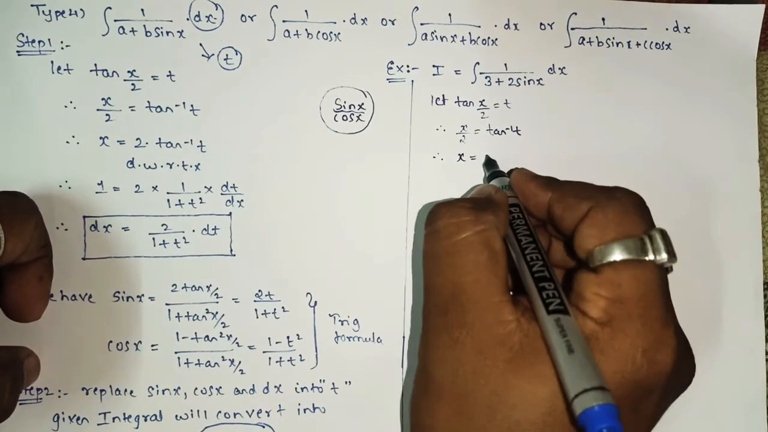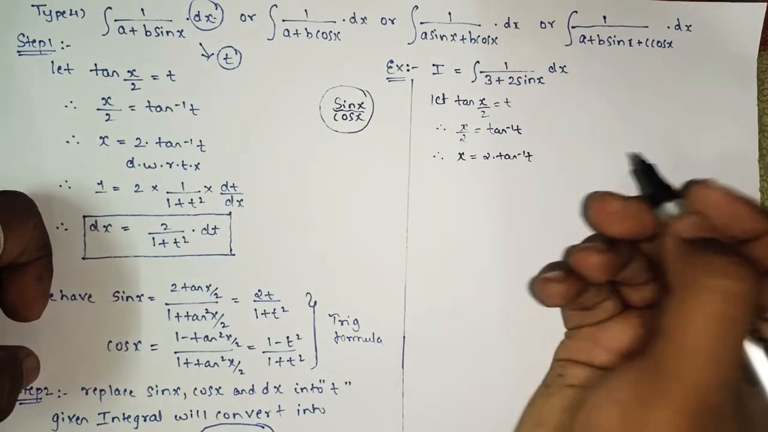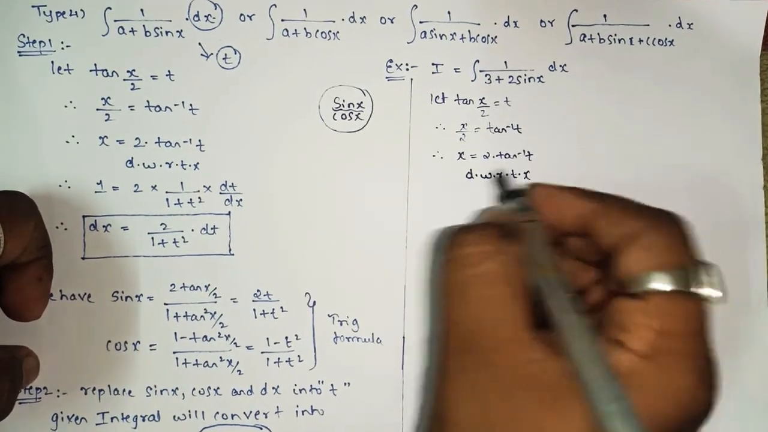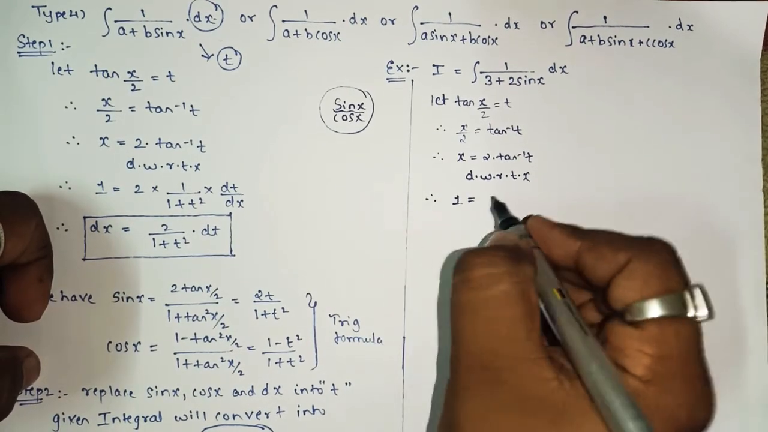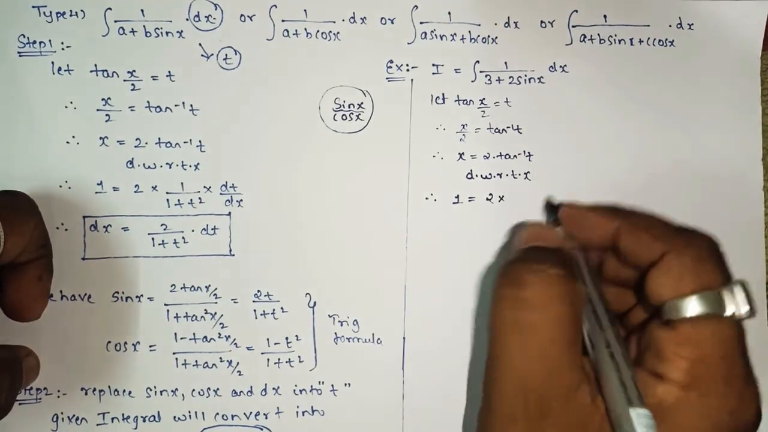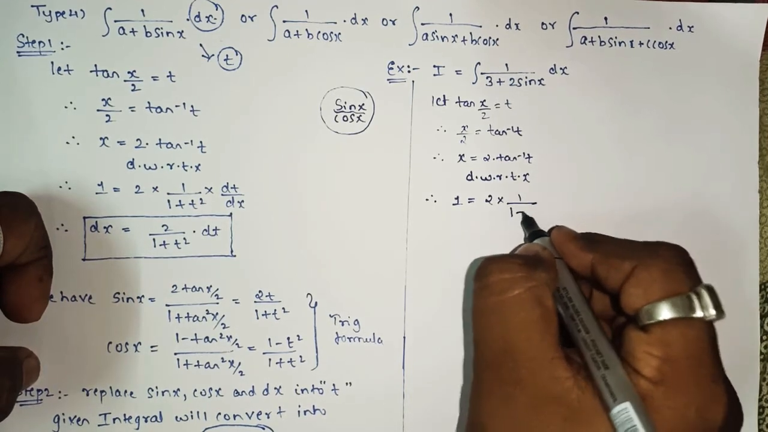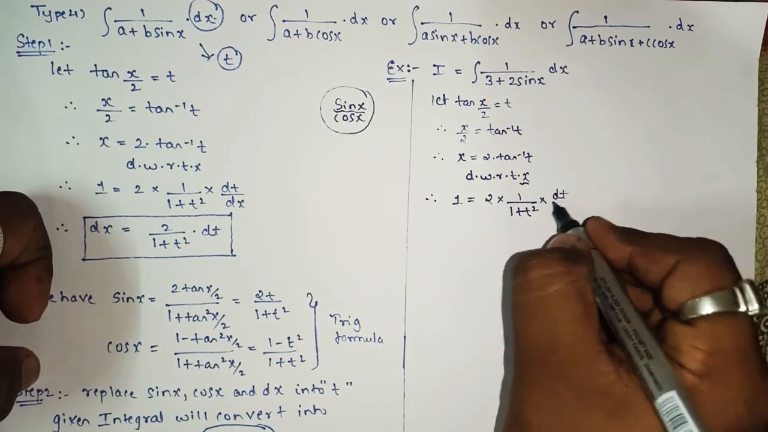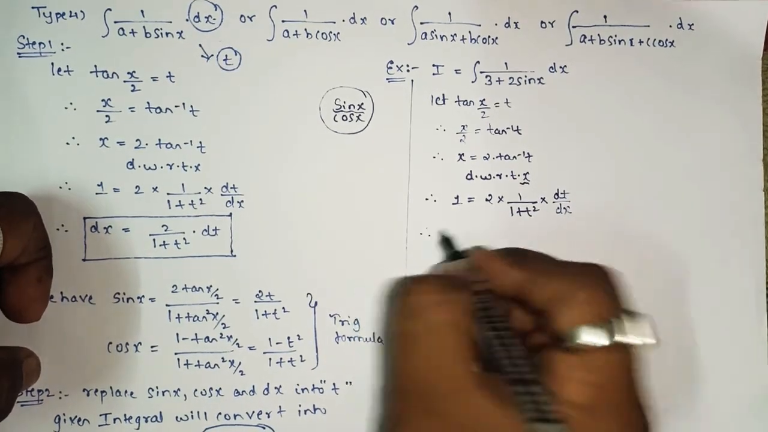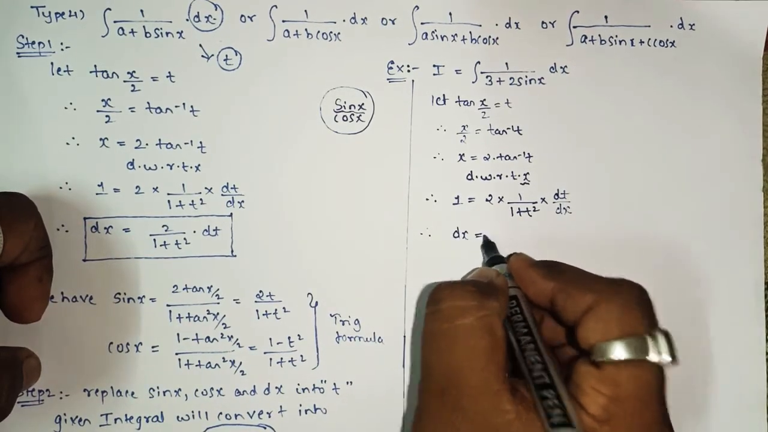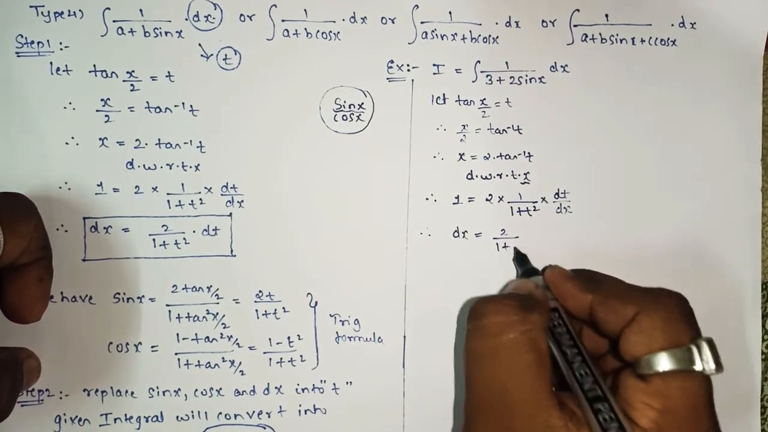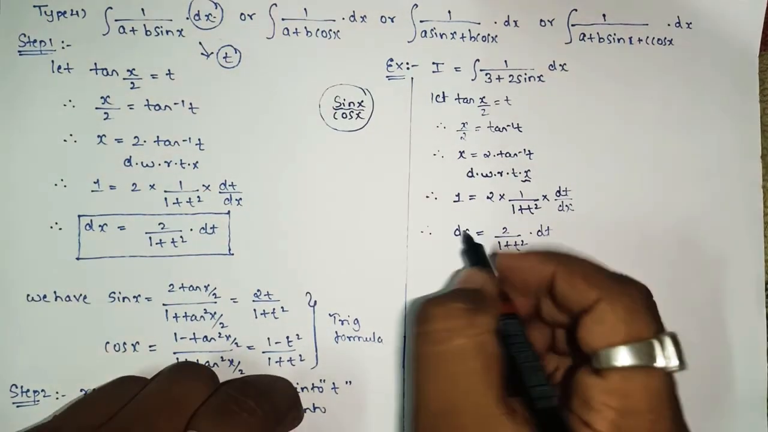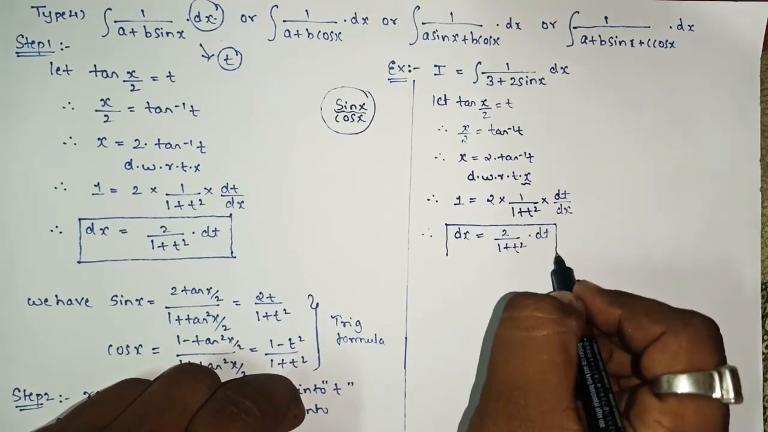After this we have to shift this 2 to the right hand side. Now we'll find the derivative with respect to t. The derivative of x will be 1, 2 is constant, we keep it as it is. The derivative of tan inverse t will be 1 upon 1 plus t square, but we are finding the derivative with respect to x, so it will be dt by dx. After this we'll shift this dx to the left hand side: 1 plus t square into dt. So here we got the answer for dx, yes or no?